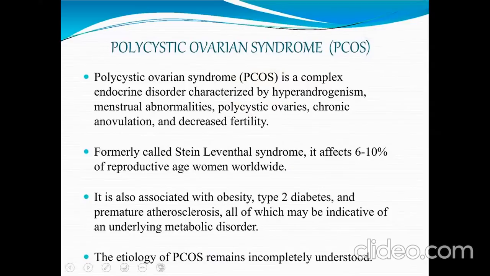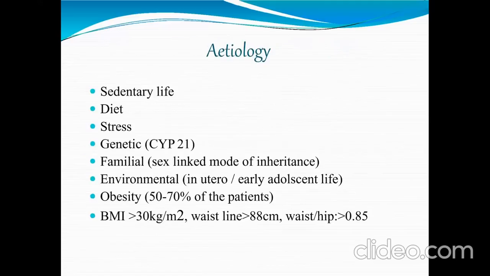Now we'll discuss polycystic ovarian syndrome. Polycystic ovarian syndrome is a complex endocrine disorder characterized by hyperandrogenism, menstrual abnormalities, polycystic ovaries, chronic anovulation, and decreased fertility. It was formerly called Stein-Leventhal syndrome, and it affects 6 to 10% of women of reproductive age. It is also associated with obesity, type 2 diabetes, and premature atherosclerosis, all of which may be indicative of an underlying metabolic disorder. The etiology of PCOS remains incompletely understood.